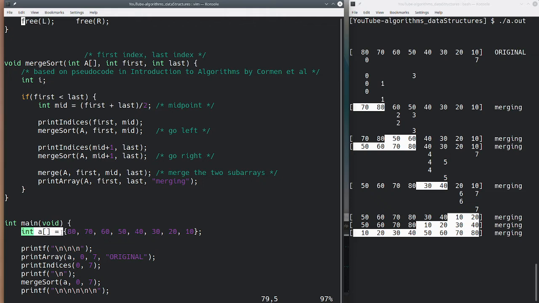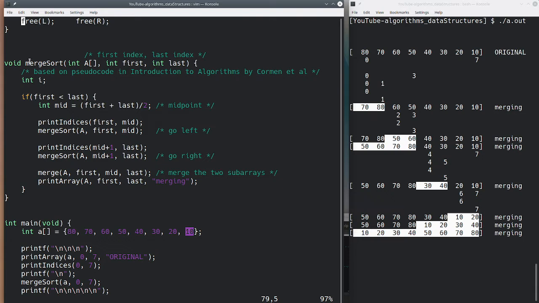So down here in main, you can see that I've created an array of ints, and there's 8 integers here, and they happen to be in reverse order, 80, 70, 60, all the way down to 10. And then I'm going to call merge sort the first time. I will give it the array name, the index for the beginning of the array, which is 0 in C, and the index of the last element of the array, which will be 7 in this case.